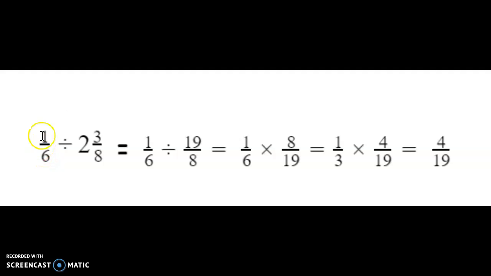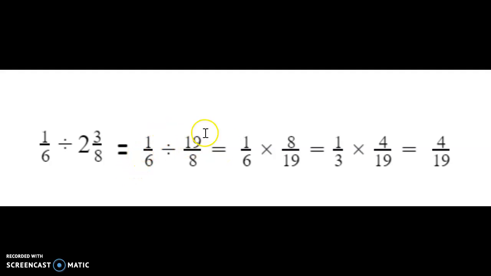So in the first step, 1/6 stays 1/6. Our divided symbol stays a division symbol. And 2 3/8 becomes 19/8 because 8 times 2 is 16, plus 3 becomes 19 as our numerator. And our 8 stays the same. Our first step looks good. Let's move on to our second step.